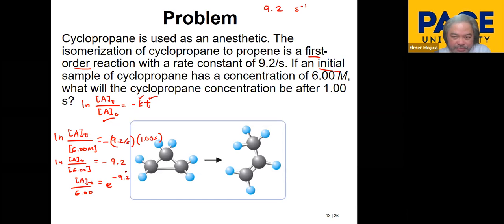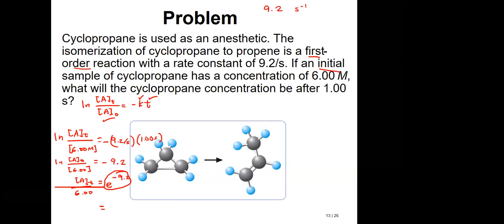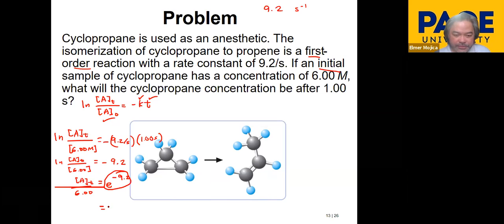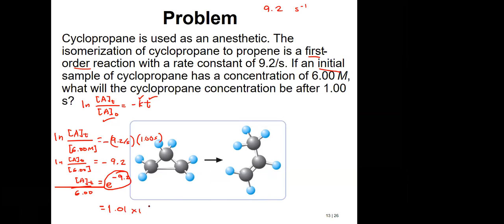So what's the value of this? Anyone? What is e raised to 9.2? Is it 1.01 times 10 to the power negative 4? Okay, so 1.01 times 10 to the negative 4.